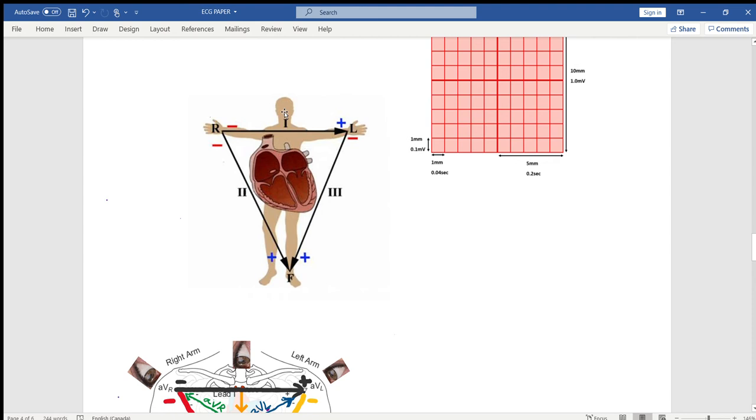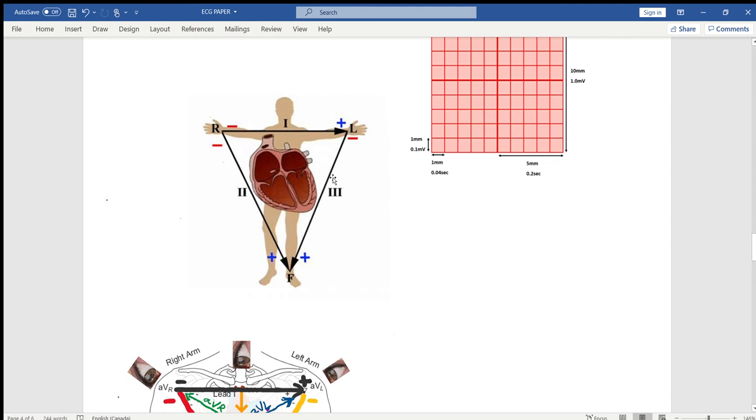Similarly, you have got lead number two. It is moving from the right shoulder to the left leg. From means negative, towards means positive. So this lead is looking at the heart from this direction. Suppose you place a human eye over here, so this lead is looking at the heart in this direction.